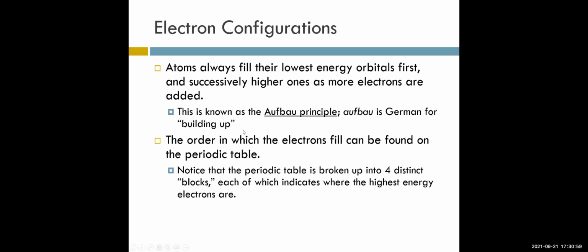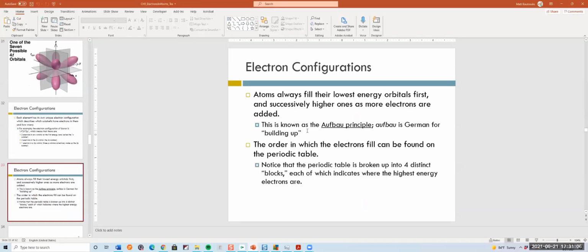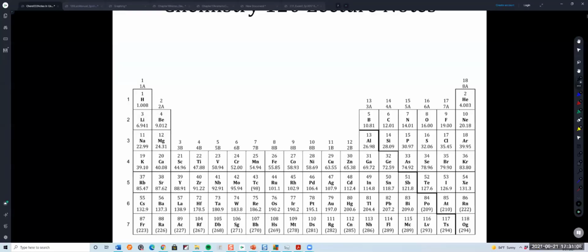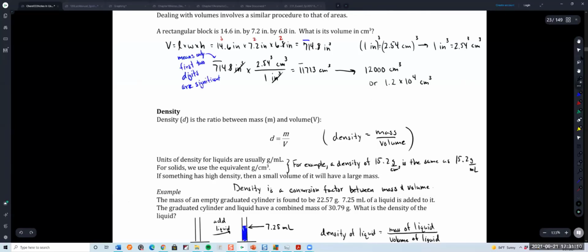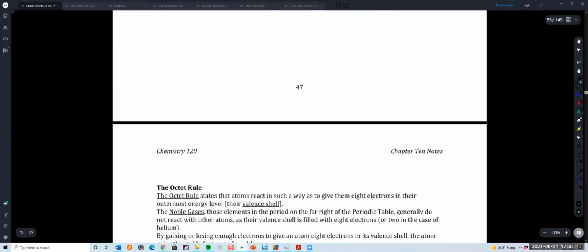And now the order in which you fill the electrons comes from the periodic table. It is not, unfortunately, this order.